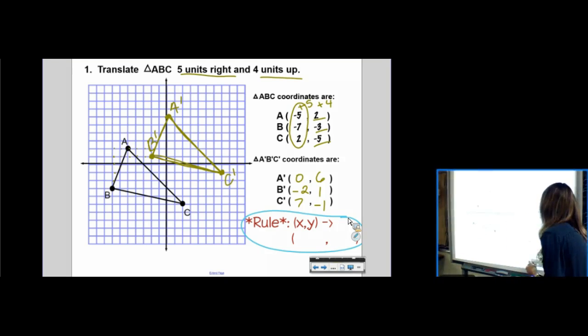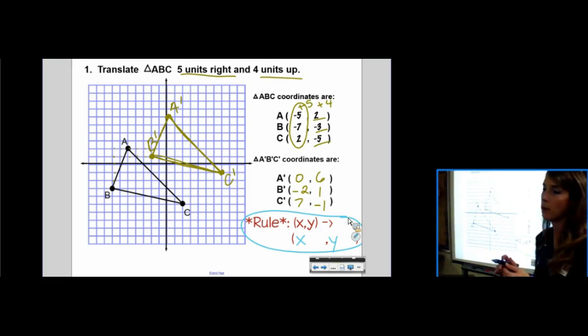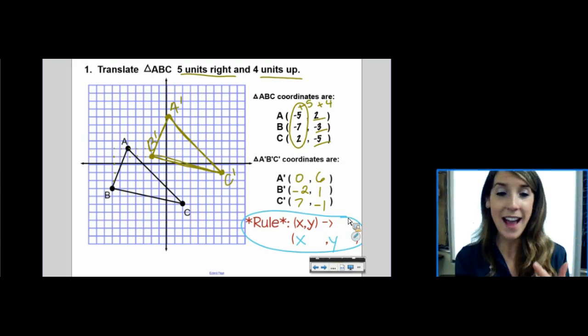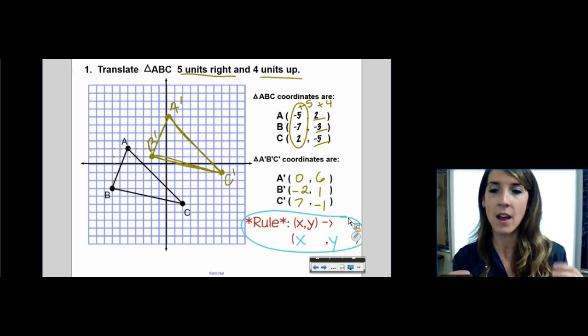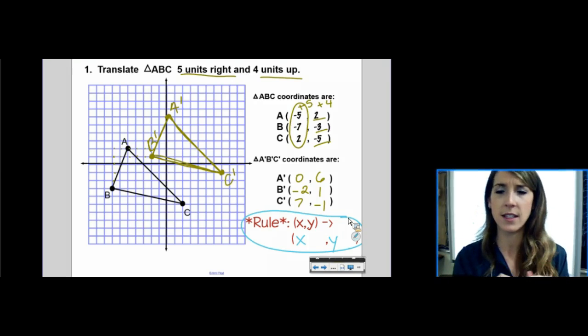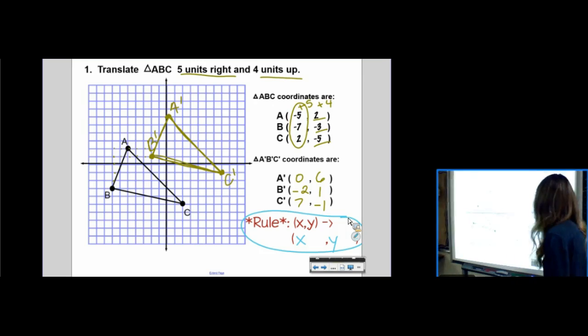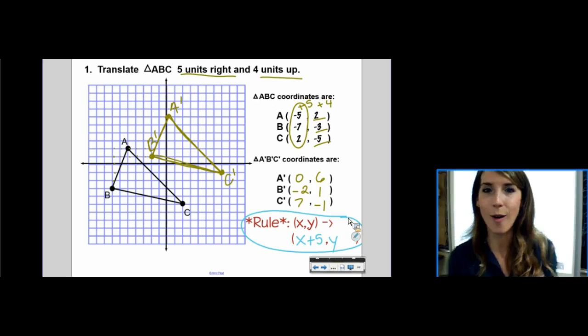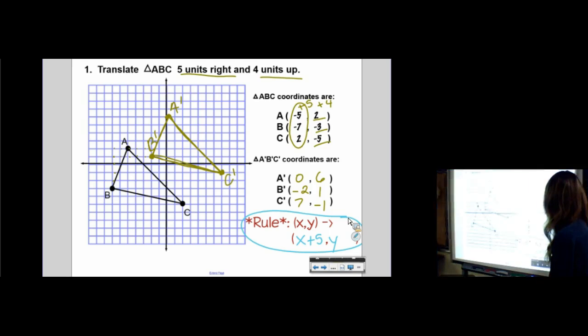So what did I do to my x's and what did I do to my y's? And you've pretty much already said that. To all of the x's, we did the same thing. It's not like, okay, do this to this x and this to this x. We did the same thing to all of them. X plus 5. And we did the same thing to all the y's. Y plus 4.